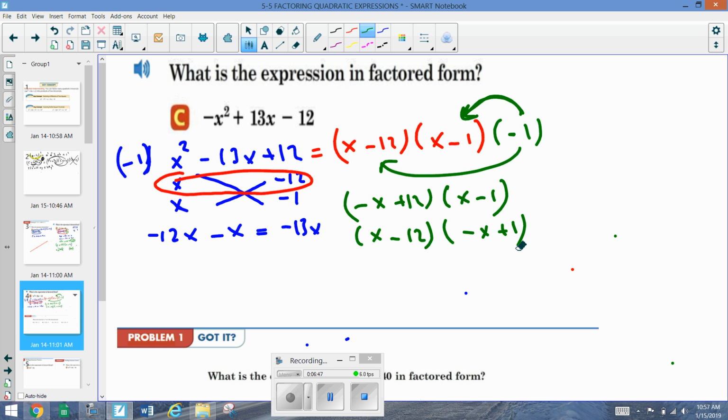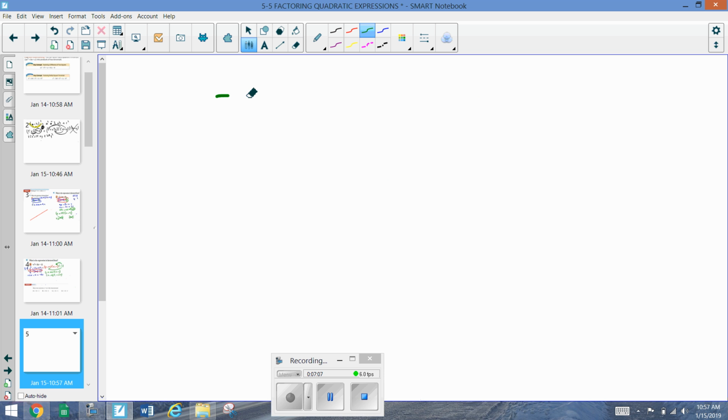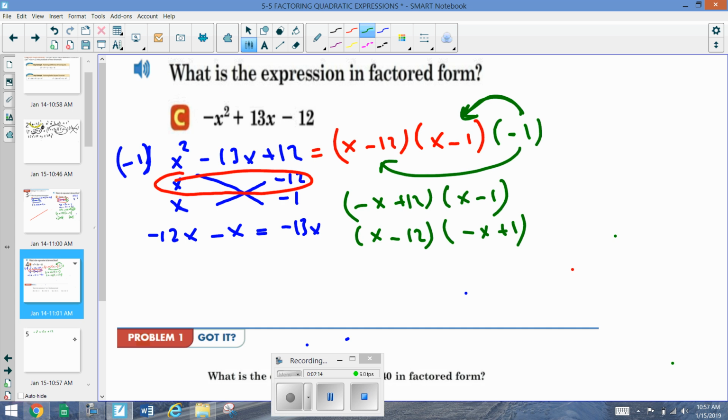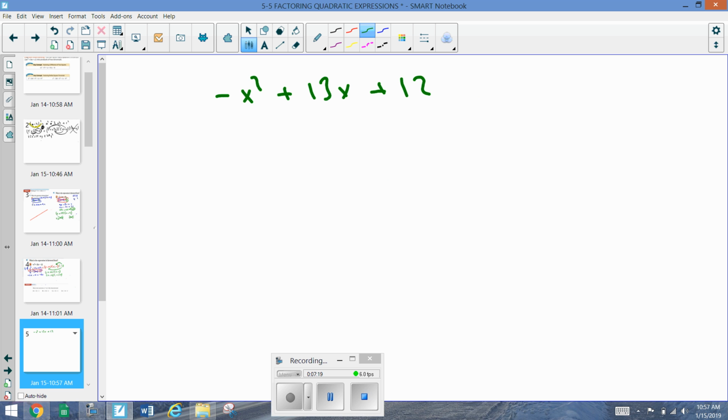I mean, you can just keep this as here. That's fine. So, second way: negative x squared plus 13x minus 12. Okay, if you don't want to multiply by negative 1, we can do this also.